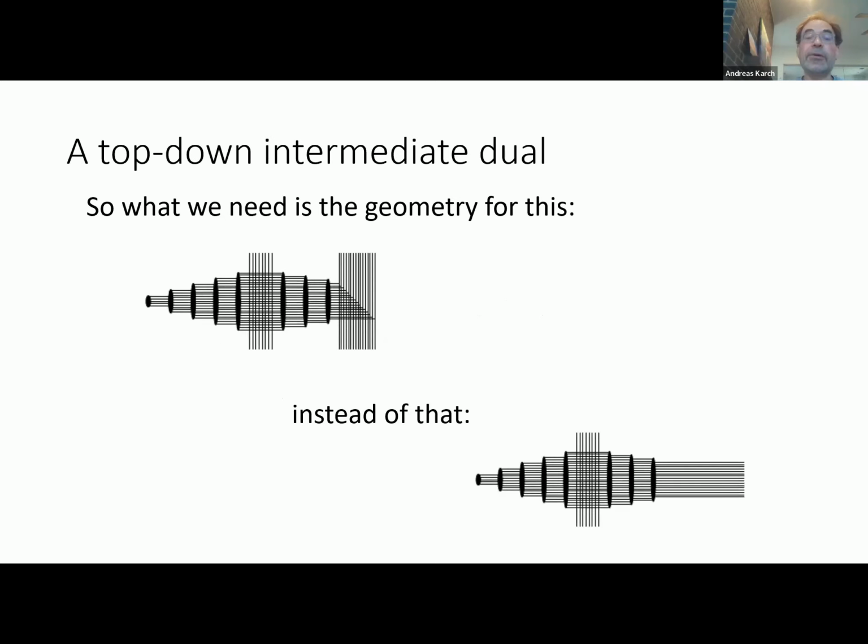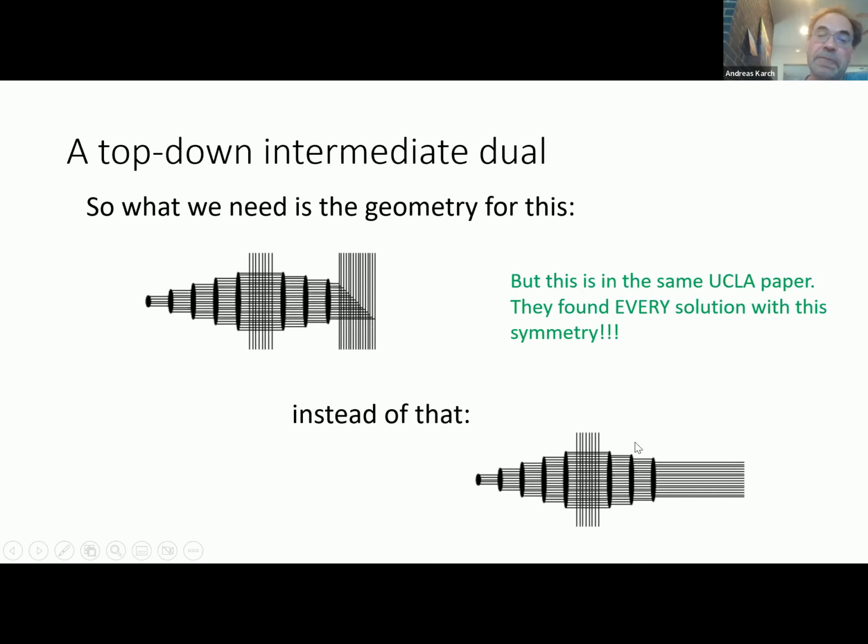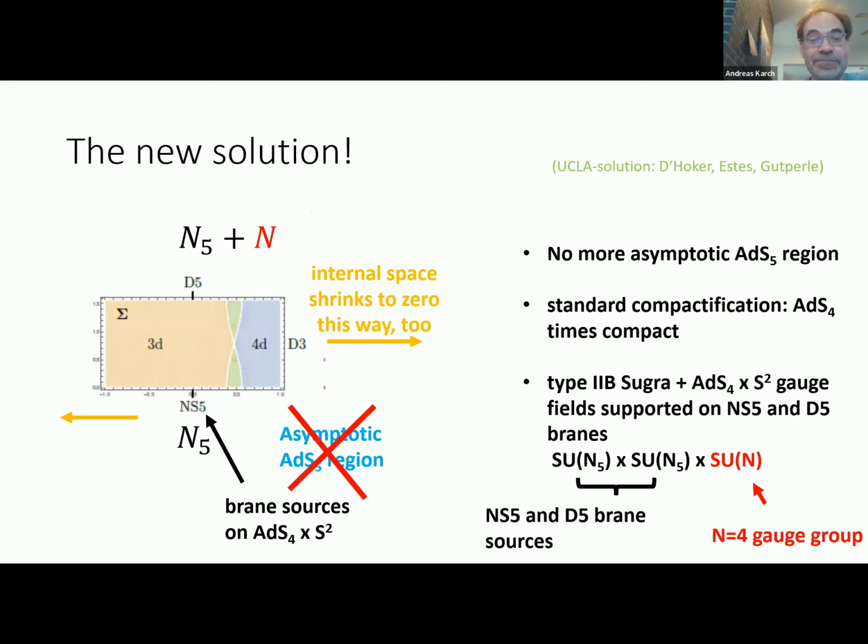So to do this holographically, to do a top-down intermediate dual, what we need is the geometry that's dual to the 3D CFT terminated on D5 branes, rather than the holographic dual for the full BCFT that we've been using so far. And fortunately enough, the same UCLA paper had every possible solution with this symmetry in there, so it also has the one we're looking for.